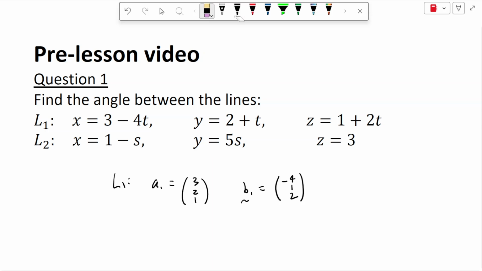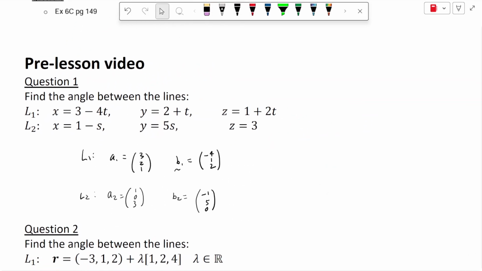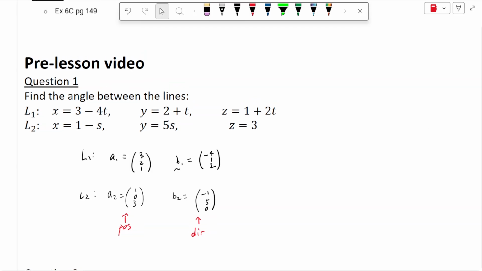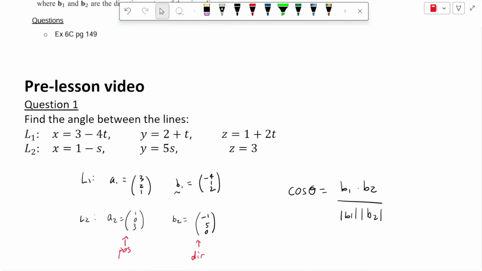Similarly, with line 2, we can deal with that. So the position vector is 1, 0, 3, and the direction vector is the coefficients of, in this case, s. So -1, 5, and 0. So the position vectors, it turns out they don't matter at all. So we can basically not worry about those. It's only the direction vectors, which the lines are actually pointing, that influence the angle. So cos of theta is b1 dot b2 over mod b1 mod b2, with a mod around the top as well.